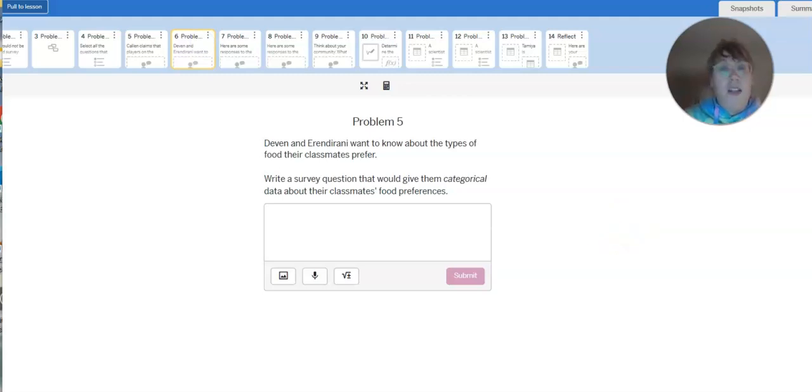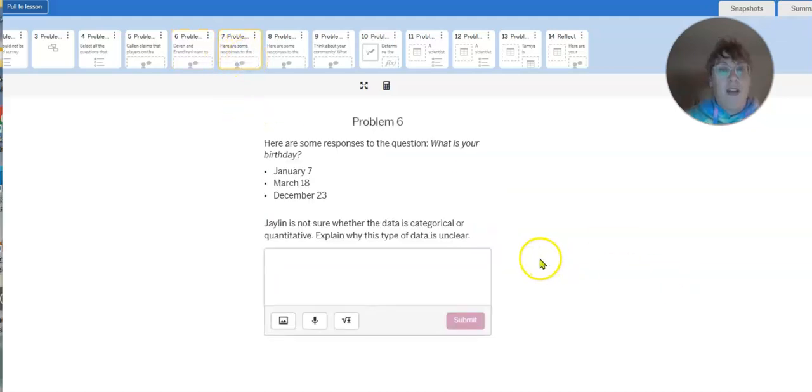which says Devin and Aaron Durrani want to know about the types of food that their classmates prefer. So what's a survey question that would give you categorical data about your classmates' preferences? So you want the answer to be a category, a word. What would a question you could ask that would fit that need?